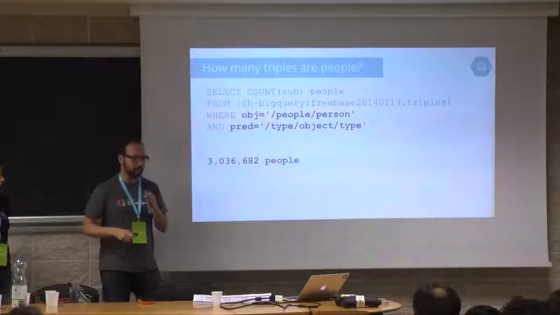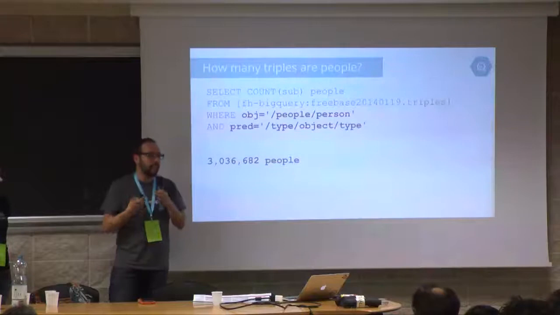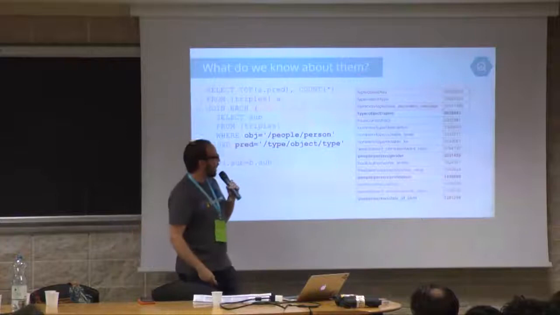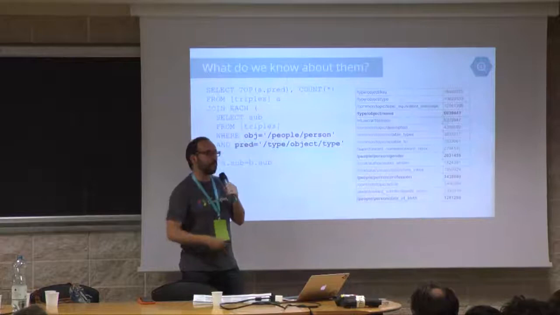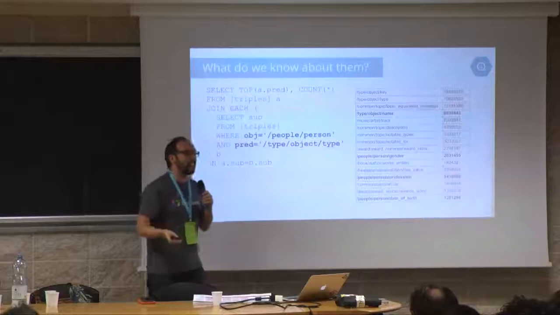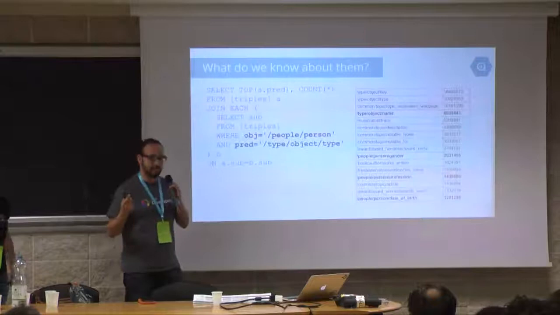It's an interesting number. I want to know more about these people. So I can ask Freebase, what do you know about these 3 million people? And I get these interesting predicates. These are the top 20 predicates. For the 3 million people, I have 6 million names. Some people have more than one name, depending on the language. I have the gender for 2 million of them. Part of the reason I'm interested in this topic is because now I have a lot of data on gender. I can also get their profession or their date of birth. Let's play with that data.